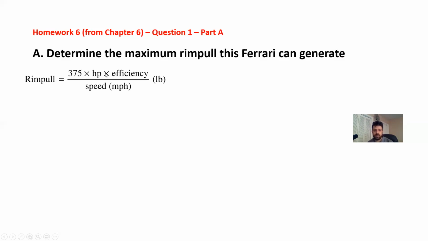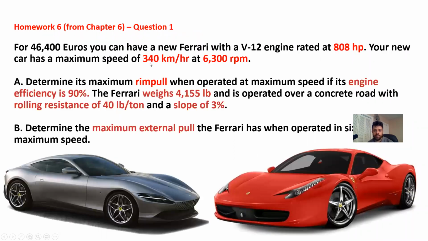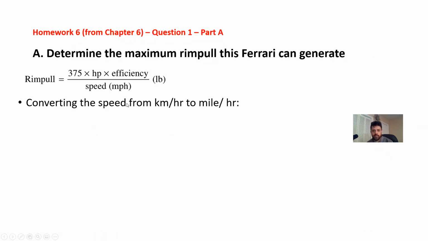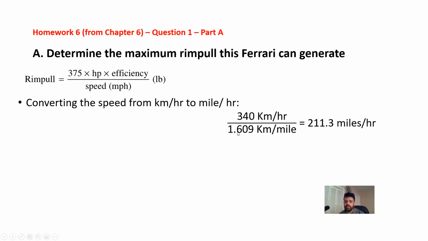375 is the constant, horsepower should be put here. Efficiency, which is in this case 90%, is on top, and the speed must be in miles per hour. So we need to make sure it is in miles per hour. No, it is in kilometers per hour. So we have to first convert kilometers per hour to miles per hour. 340 kilometers per hour must be divided by 1.6 kilometers. There are 1.6 kilometers in every mile. So the machine could move 211 miles, wow, per hour.